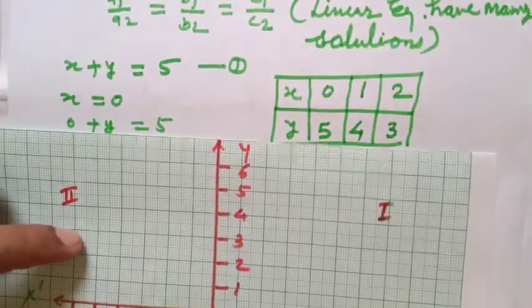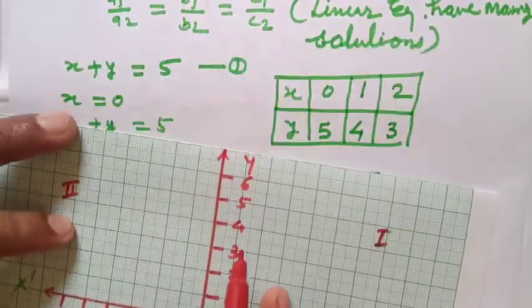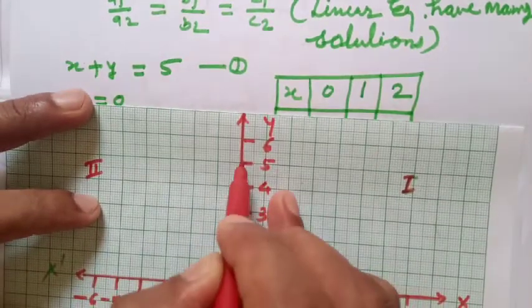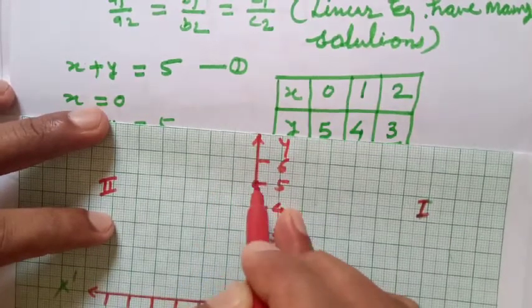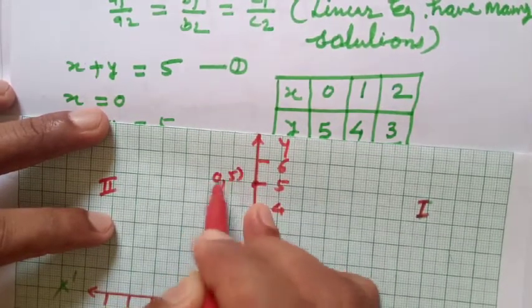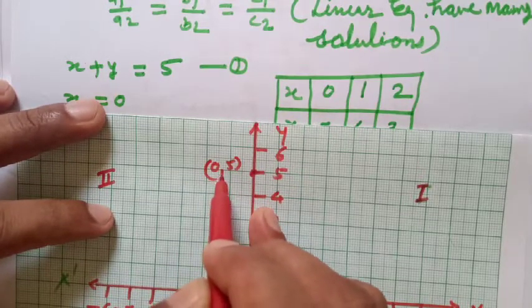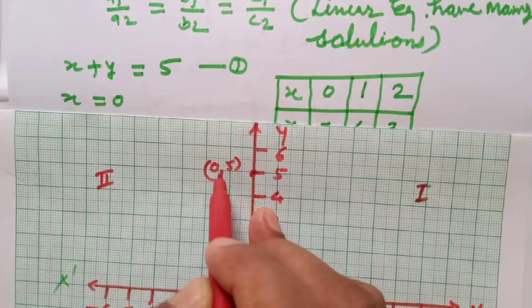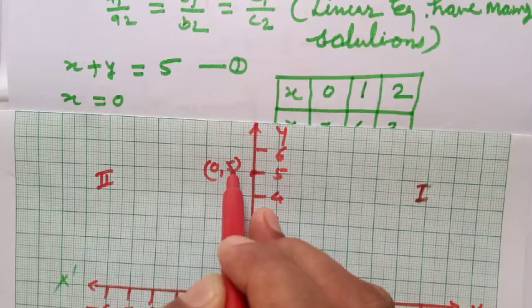X is equal to 0. If x is equal to 0, the value of y is equal to 5 and positive. So x is equal to 0, y is equal to 5. That coordinate will be written in this form: (0, 5). Why (0, 5), not (5, 0)? Because the abscissa should be written first and the ordinate just after it. Abscissa means the x coordinate, ordinate means the y coordinate. Clear? This is the x coordinate, this is the y coordinate.